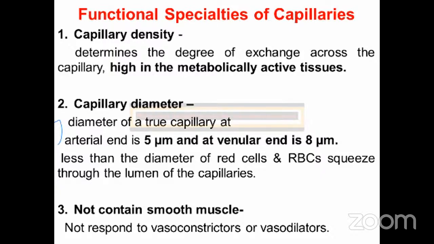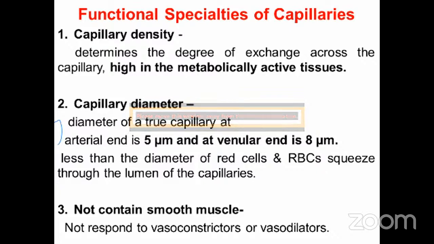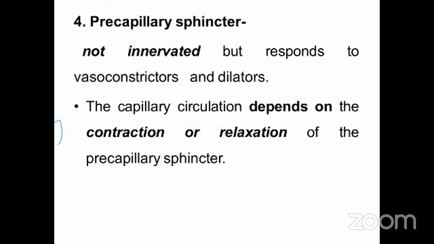Blood is flowing, so RBCs are also flowing. If the diameter is so small, 5 micrometers at the arteriolar end, and the diameter of the RBC is 7, then they pass by squeezing through the lumen of the small capillaries. There is no smooth muscle lining in the capillaries, so there is no effect of vasoconstrictors or vasodilators. They do not respond to vasoconstrictors or vasodilators, because no smooth muscles are present.